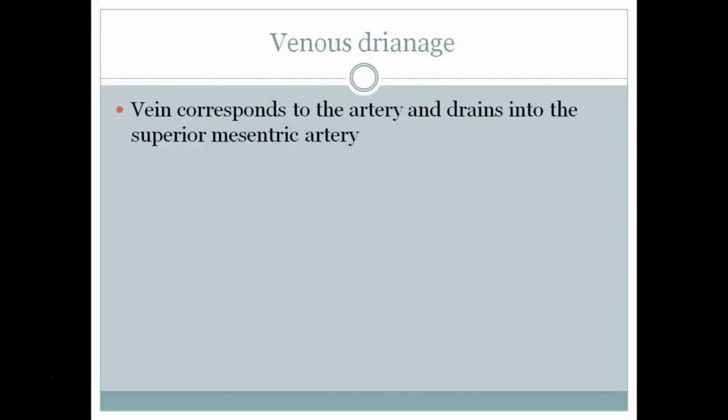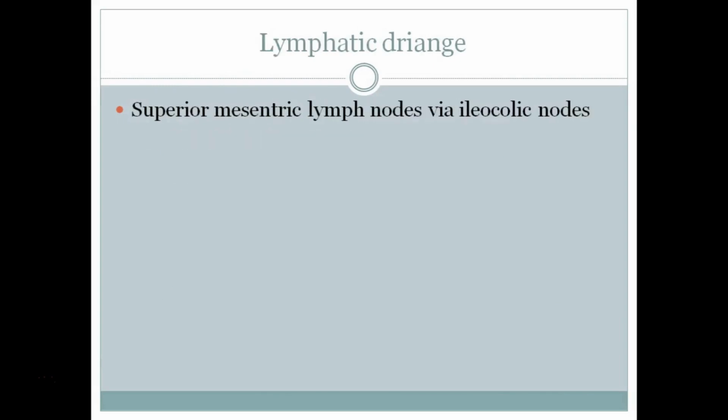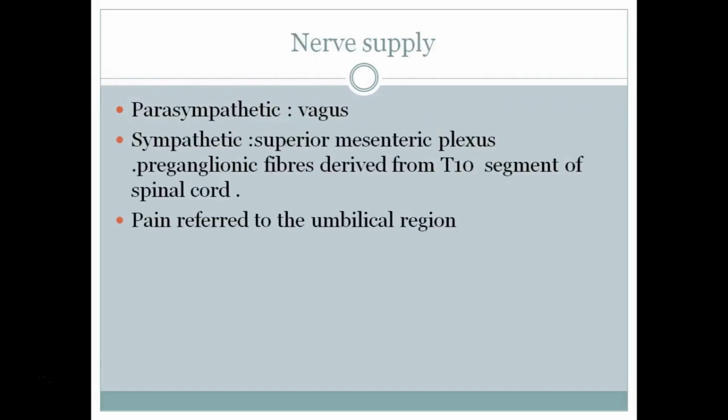Venous drainage: all the corresponding veins are drained into the superior mesenteric vein. Lymph nodes: the superior mesenteric lymph nodes, it is at last going to drain there, but it passes through the ileocolic lymph nodes, which are present at the junction of the ileum and cecum.